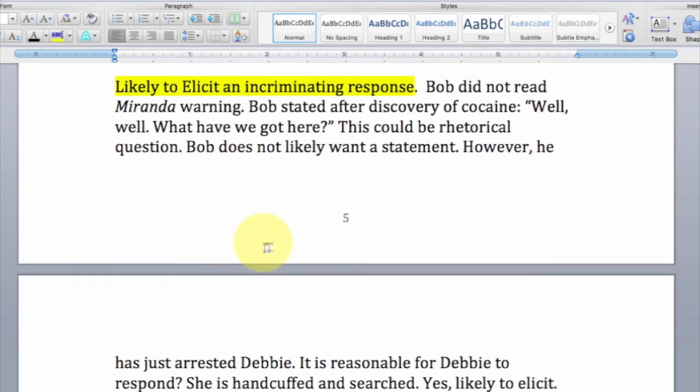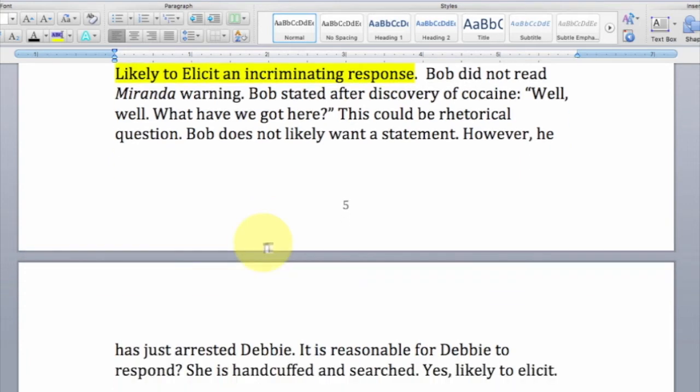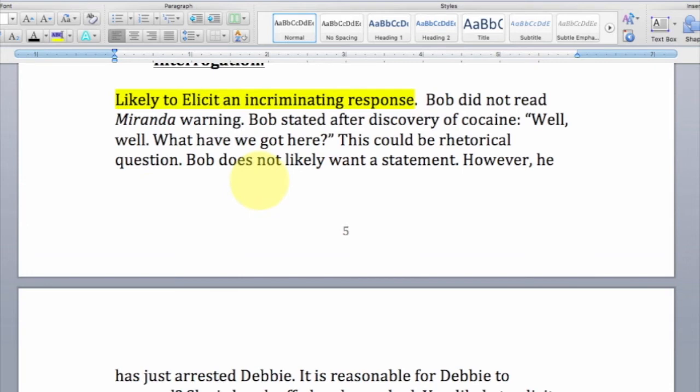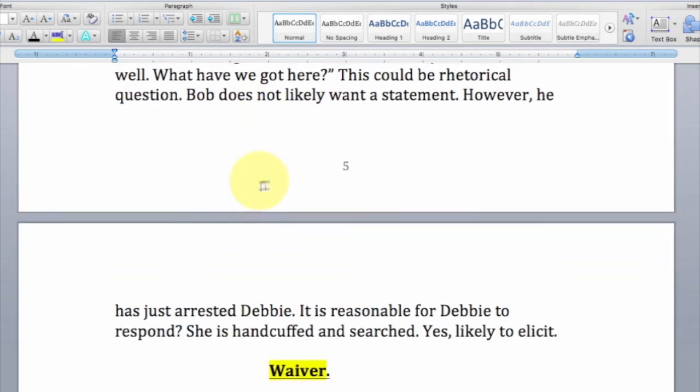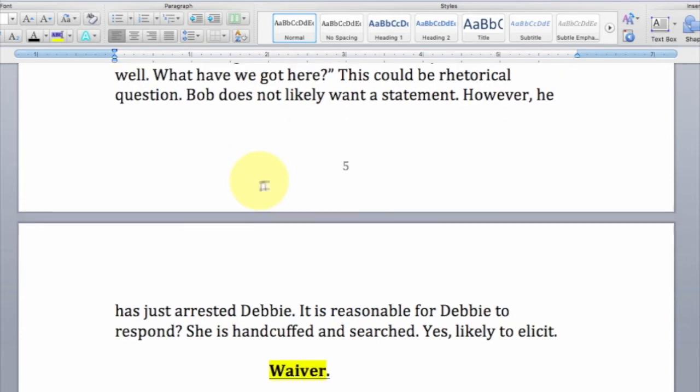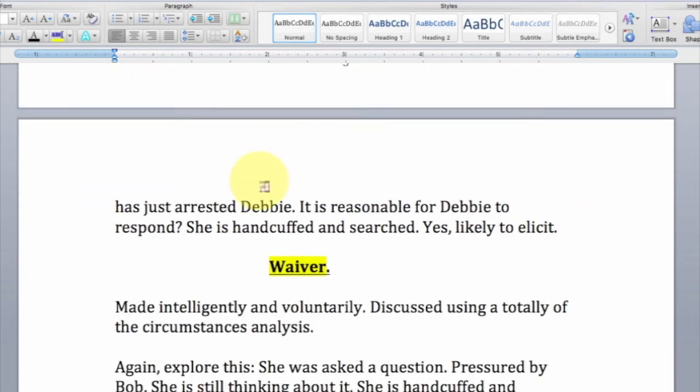So it could be that it's a rhetorical question, right? Well, what do we have here? And you can definitely argue that it wasn't meant to elicit an incriminating response. But you could also argue the other way around, right? You could also say that it was meant to elicit an incriminating response, because remember, Debbie's just been arrested and she's been handcuffed, and she's been through this whole ordeal with arguing and being persuaded to go through with the killing. So I would say that she could feel disoriented, she could feel confused, and that statement is likely to elicit an incriminating response.